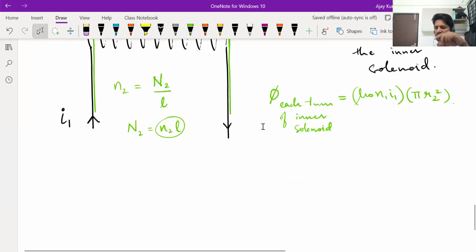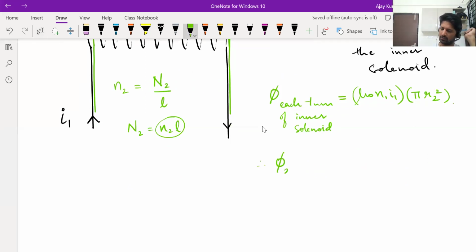Flux through each turn of the inner solenoid we expressed. Therefore, total flux in the inner solenoid can be written like this: mu naught N1 I1 pi R2 square, that's the flux in one turn, multiplied with the number of turns, N2 L. That's all. We got the flux in the second solenoid due to the current of the first solenoid.